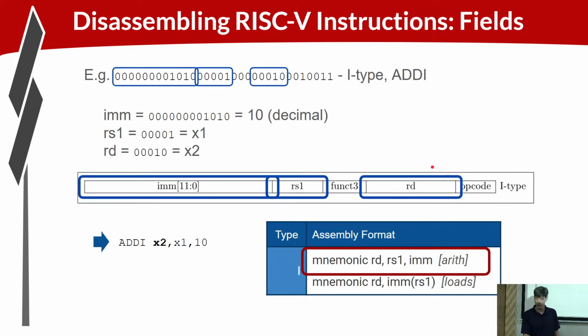So now we need to examine the other fields. We know our type, so we know what the fields represent. We know this is RD. That's here. So RD is 2. Destination register, we can fill in X2. RS1, those bits are here, value of 1, so we can fill in an X1. And these are the immediate bits. So our immediate bits up here are a value of 10, and we can fill in decimal 10.